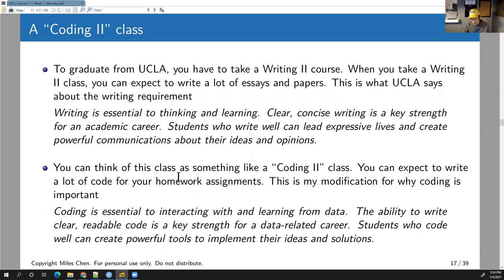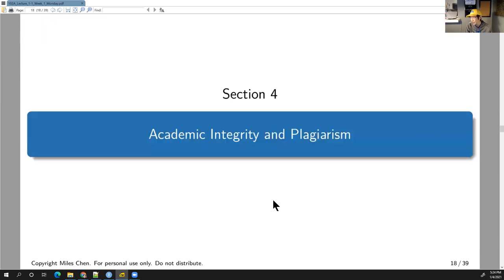If you are not able to code, you're not gonna be able to interact with data in a truly meaningful way using only point and click interfaces, right? You can do quite a bit with Excel and SPSS and stuff, but you're gonna be severely limited if you're unable to code. So you can think of this class as a coding 2 class, and that just means you can expect to write a lot of code in your homework, okay? You've got 6 homework assignments and they're gonna be lengthy coding assignments, okay? That's how I like to frame it, okay?